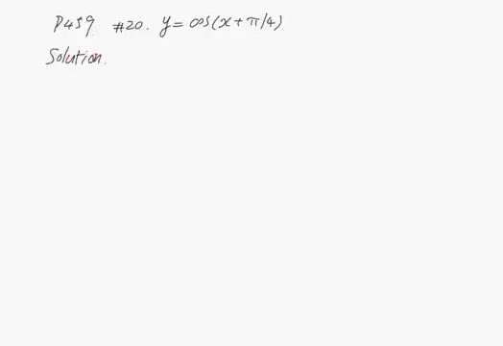Let's first find the amplitude and the phase shift. What is the amplitude? That is the absolute value of the coefficient, so it's 1, right? Now tell me, what is the phase shift for this cosine function? Pi over 4? Yes or no? Is it pi over 4 or negative pi over 4?